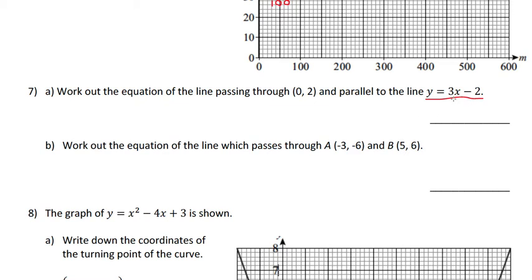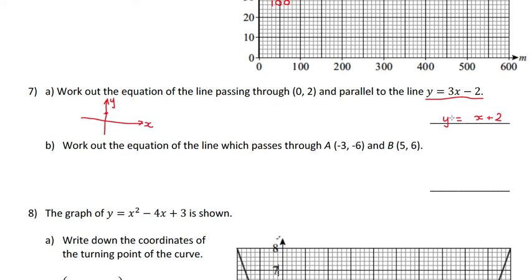Now, both those bits of information actually make this quite an easy question, particularly given that this point here is the y-intercept. If you think about the y-axis, everywhere on the y-axis, the x-coordinate is 0. So the point 0, 2 is the y-intercept. It's intercepting at 2. So we know our equation is y equals something x plus 2. We'll come back to that gradient in a second.